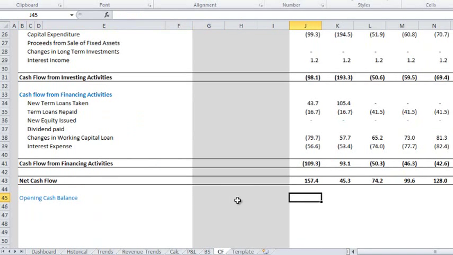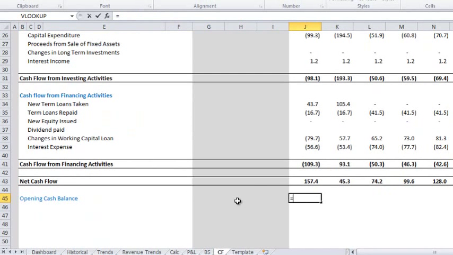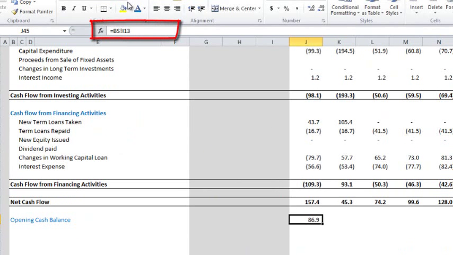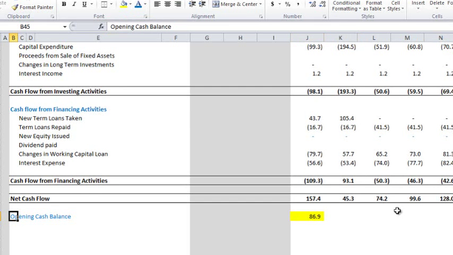So opening cash balance, which is equal to 1 from the balance sheet. Now I am not going to use this formula on the right hand side, that's why I'm highlighting it. The opening cash for the next year will be equal to the closing cash from the cash flow statement itself. Closing cash balance.